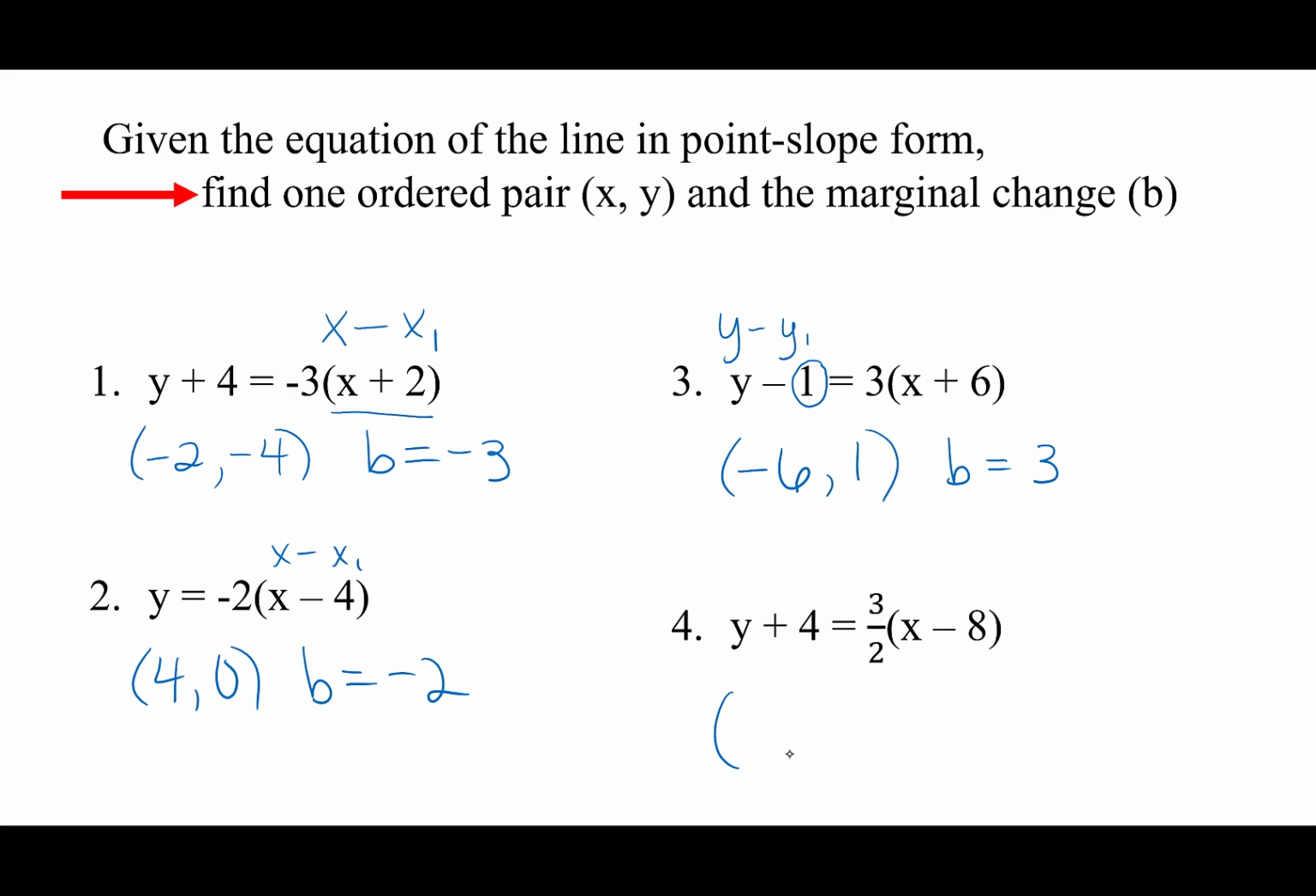For this last one, we have x minus 8, so the x value is positive 8, and y plus 4. In order for it to be a plus 4, it was a minus negative 4, and so y is negative 4, and b is 3/2.